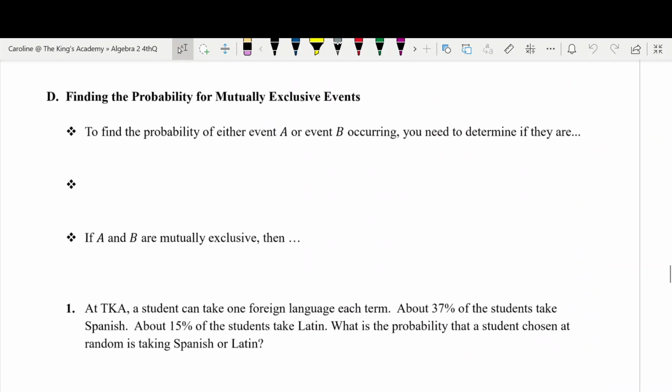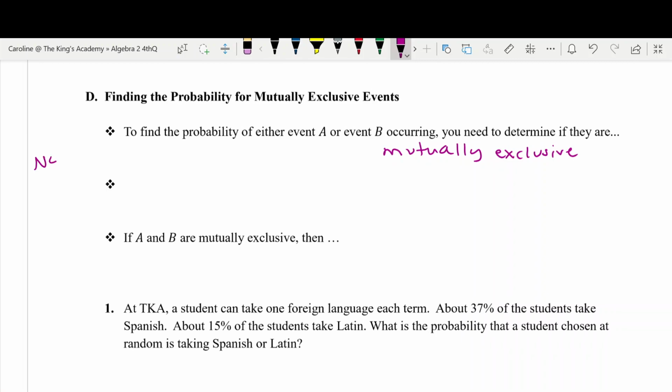What we're going to do now is find the probability of mutually exclusive events. So in letter D, what you're going to do is first make a decision about whether they're mutually exclusive or not. If you decide that two events are mutually exclusive, it's pretty basic because you just add them together. But if they're not mutually exclusive, there's something else to do. So the first thing, where this bullet point is blank, we're going to write the definition of events that are not mutually exclusive.